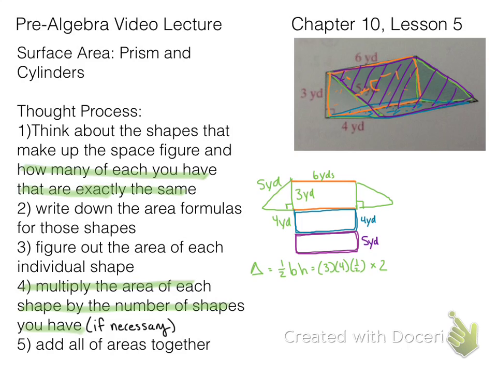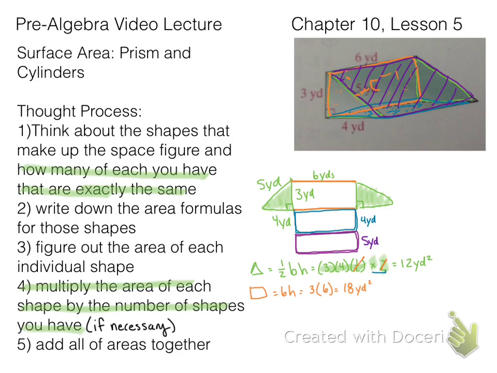So I did 3 times 4 times a half, and then I'm going to multiply it by 2. I'm going to write the multiply by 2 differently than the other multiply by 2's, so that you can see that the first time I'm multiplying is just to find the area of one triangle, and then I multiply by 2 to show the fact that I actually had 2 triangles, and that's why I'm multiplying by 2. Okay, so the area of this triangle is 12 yards.